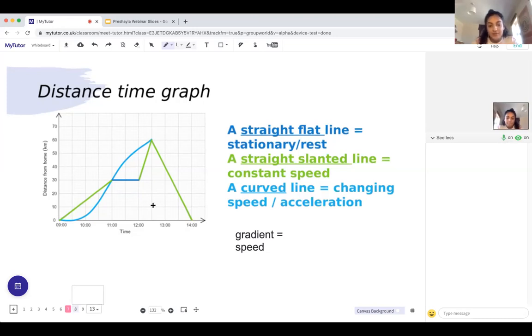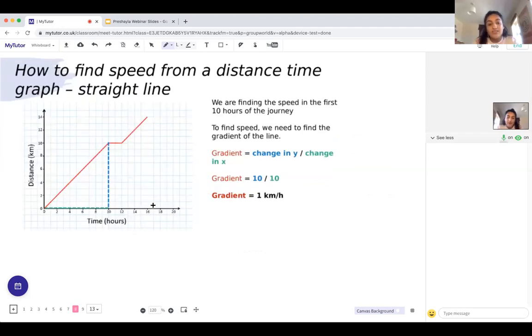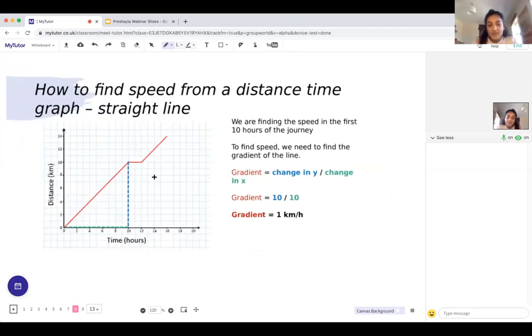So how do we find the gradient of a line? How do we find the speed from one of these distance time graphs? Well, you might have done this before. Don't worry if you haven't, but finding the gradient of a straight line is pretty simple. We use another equation for it. So we're going to find the speed between 0 and 10 hours. So this portion of the graph here, between here and here, we're going to find the speed. We know it's a constant speed because it's a straight slanted line from 0 to 10 hours. So we're going to find the speed there. So to find speed, we need to find the gradient of the line.